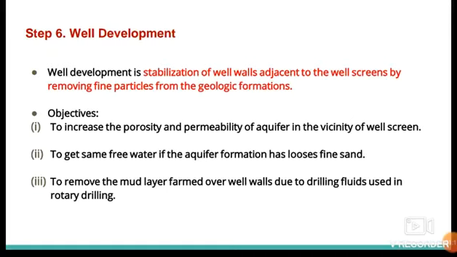And the sixth stage is well development. The development of a well is the stabilization of the well walls adjacent to the well screens by removing fine particles from the geologic formations. While we are constructing a well, a large amount of soil will be deposited at the bottom of the well, which will decrease the capacity of the well. So we have to remove all these unwanted particles from the well before using it for domestic purposes. That is known as well development.